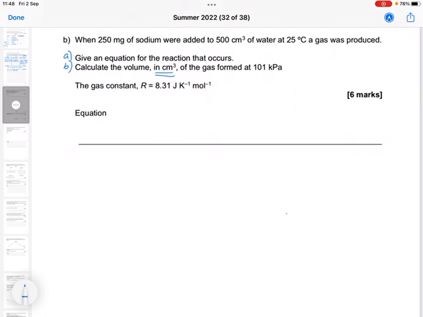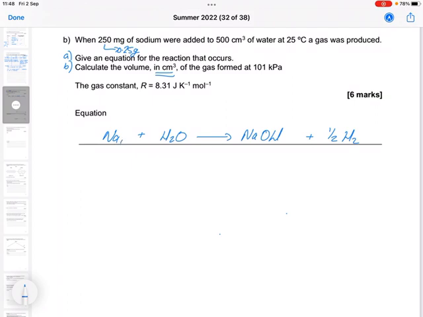250 milligrams, let's convert that straight away. So that is 0.25 grams. Okay, so let's start with the equation. We've got sodium reacting with water, so metal and water is going to make the metal hydroxide, so sodium hydroxide, and then metal plus water makes the metal hydroxide and hydrogen, which gives us that. We then just need to balance it with a half in front of here.